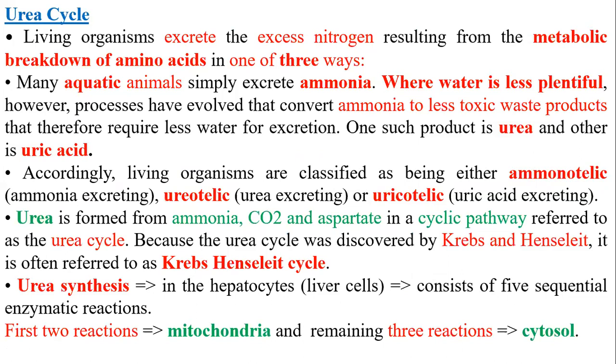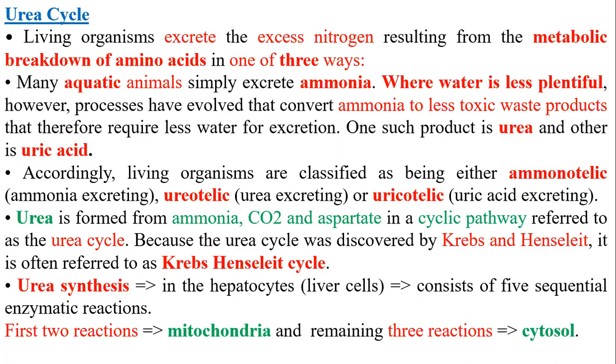Now we will discuss the urea cycle. Living organisms excrete the excess nitrogen resulting from amino acid breakdown in one of three ways. Many aquatic animals simply excrete ammonia. Where water is less plentiful, processes have evolved that convert ammonia to less toxic waste products that therefore require less water for excretion. One such product is urea and the other is uric acid.